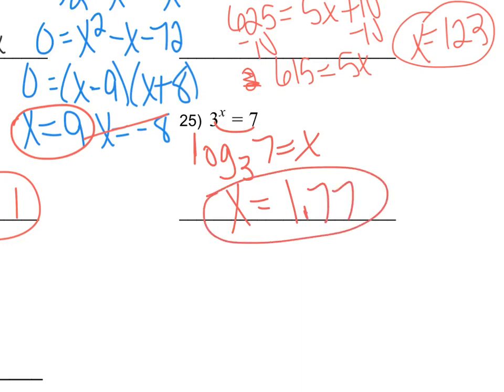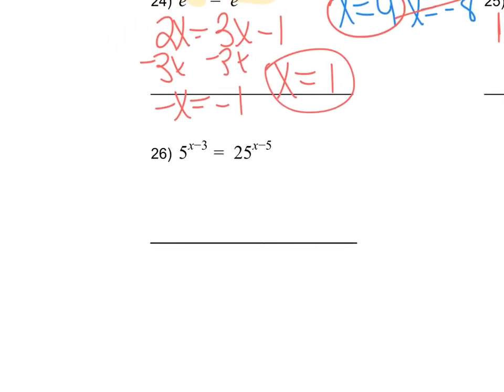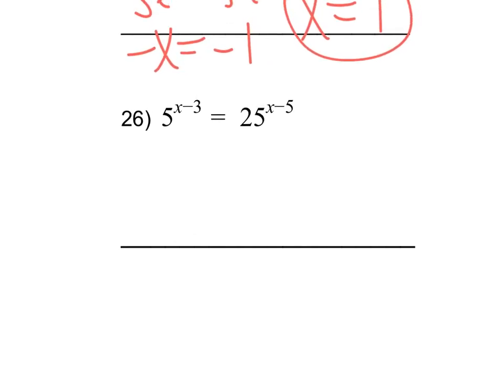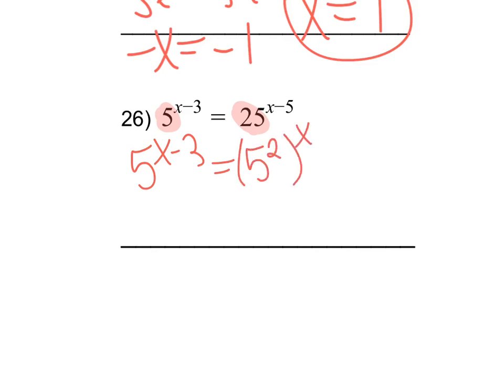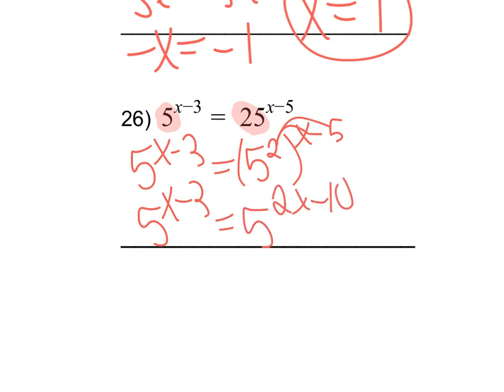All right, and last but not least, we do not have like bases. However, hopefully you notice that it would be really easy to get like bases here. So we would have 5 to the x minus 3 equals 5 squared to the x minus 5. So I would have 5 to the x minus 3 equals, inside outside means I'm going to multiply, 5 to the 2x minus 10. Now my bases are the same.